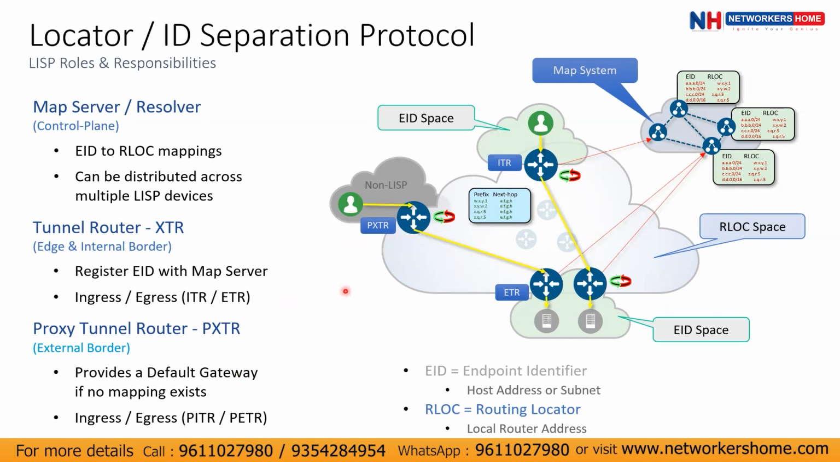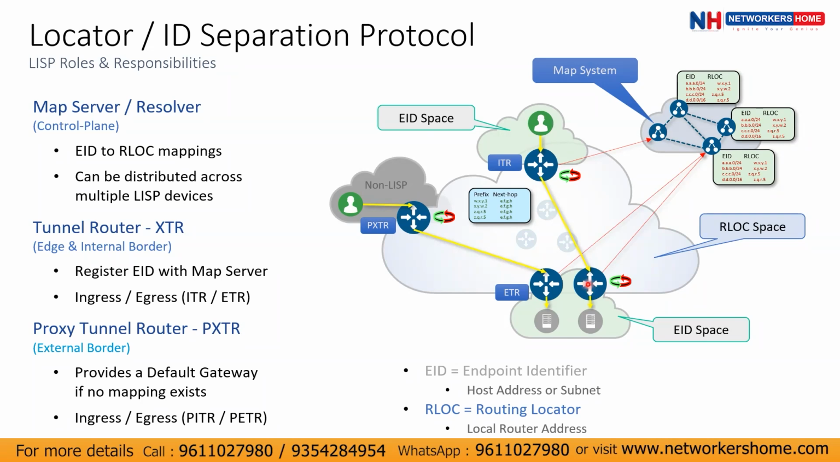Why am I getting a feel of DMVPN over here? This is much similar to DMVPN. Right, but the LISP architecture is completely different from DMVPN. Other than the proxy tunnel router, if you don't have a route to that particular EID space, you go to the map system, get the route, and then go to the EID space. Correct. So it's much similar to DMVPN.